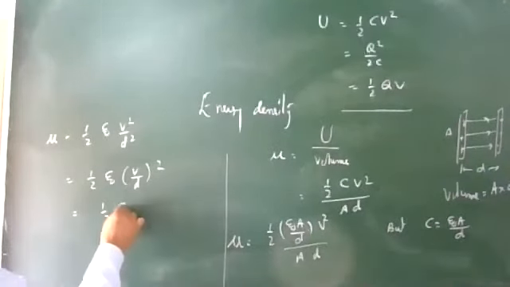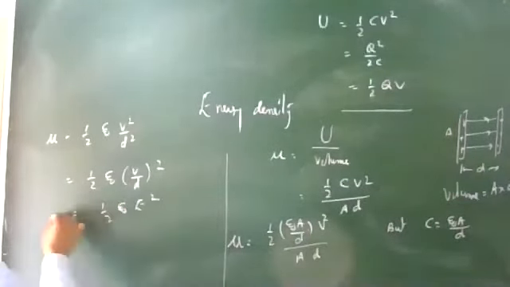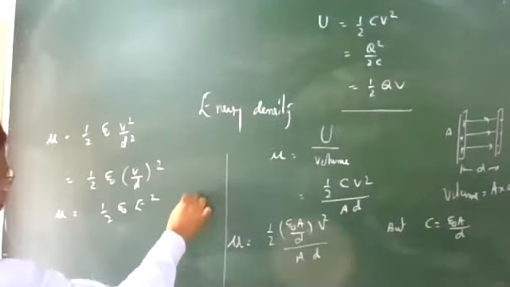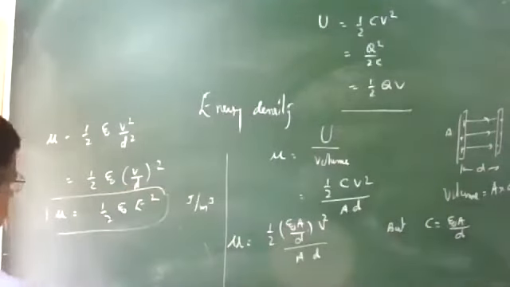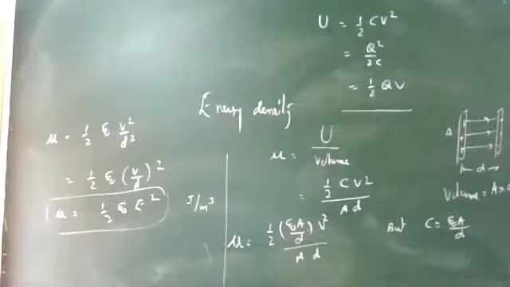That is half epsilon 0 E square. This is measured in joule per meter cube. It's a very important equation. What is the energy density, the energy per unit volume, of a parallel capacitor? It is half epsilon 0 E square.